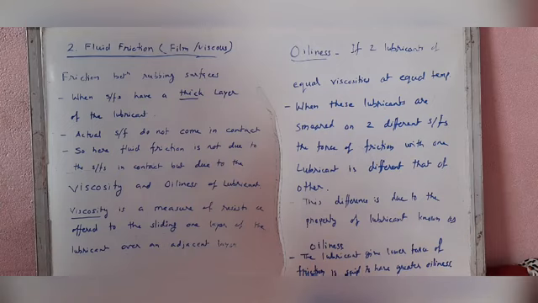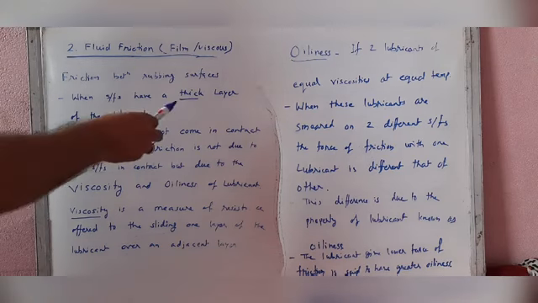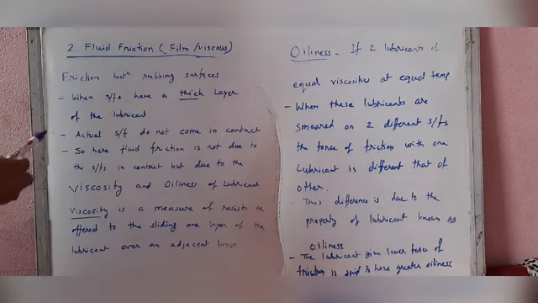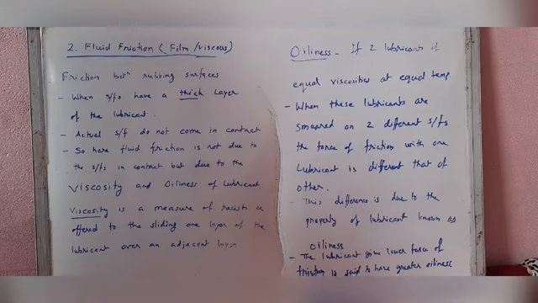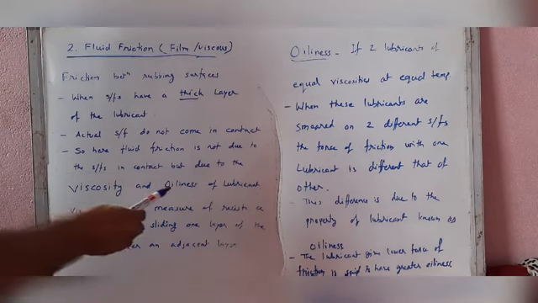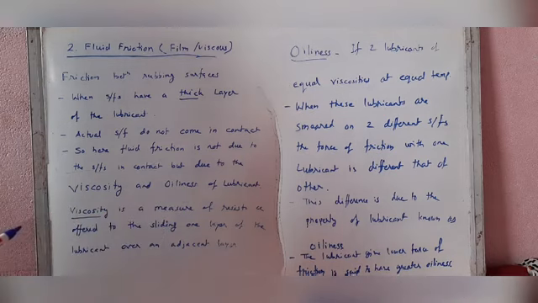When the surfaces have a thick layer of lubricant, the actual surfaces do not come in contact and thus do not rub against each other. It is thus obvious that fluid friction is not due to the surfaces in contact, but it is due to the viscosity and oiliness of the lubricant.